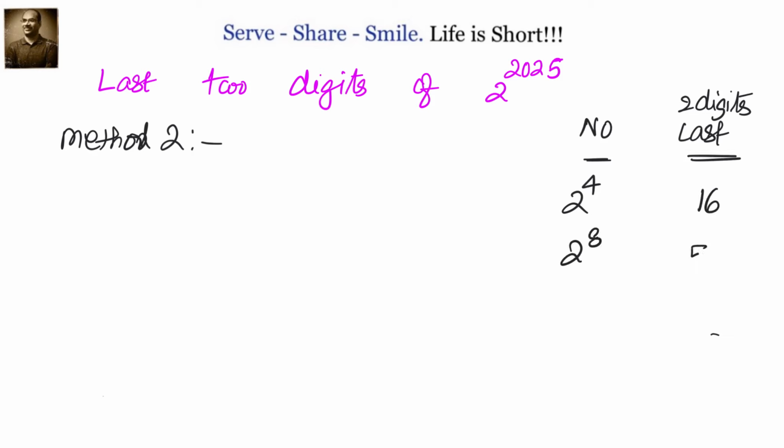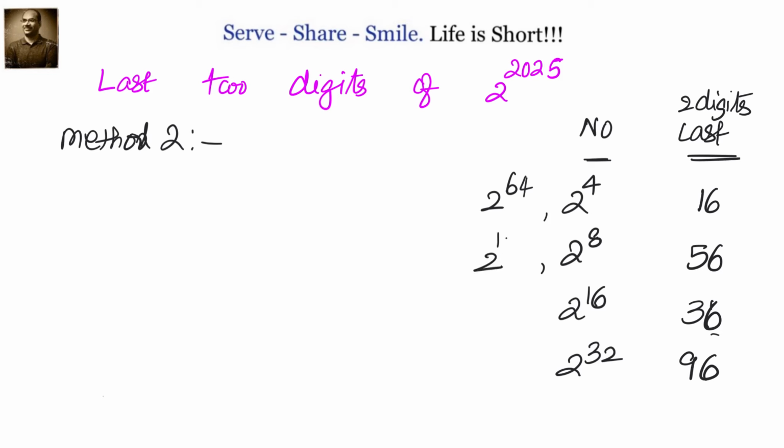2 power 8, when you square it, the last two digits will be 56. When you square it again, 2 power 16 will have 36. When you square it, 2 power 32 will have 96. And when you square it, surprisingly, the last two digits are again 16. That means 2 power 128 will have 56. 2 power 256 will have 36 as last two digits. And 2 power 512 will again have 96. Now this cycle repeats. So 2 power 1024 also has the last two digits 16.